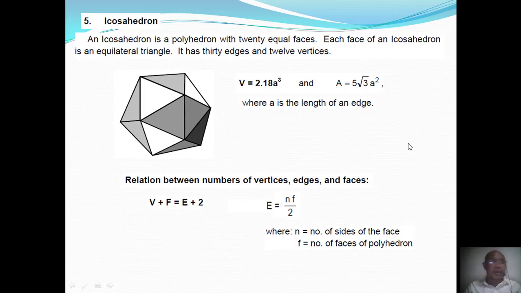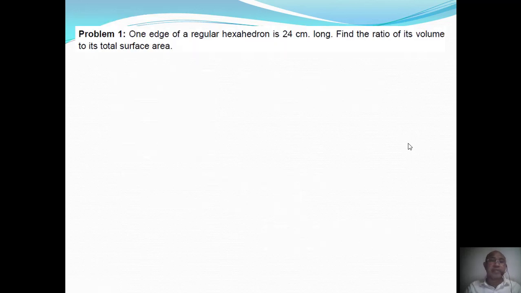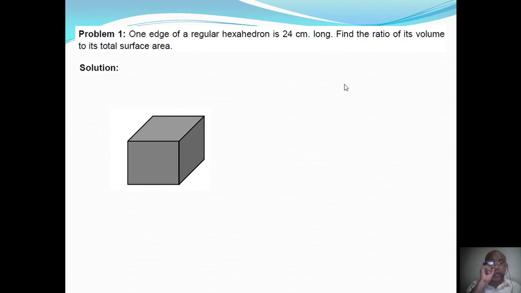Okay. So we can have the representative problems. Number 1. One edge of a regular hexahedron is 24 centimeters long. Find the ratio of its volume to its total surface area. So hexahedron is a cube. So one edge is 24 centimeters long. So A is equal to 24. So question: find the ratio of its volume to its total surface area.